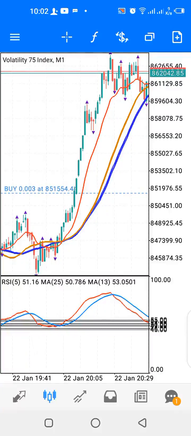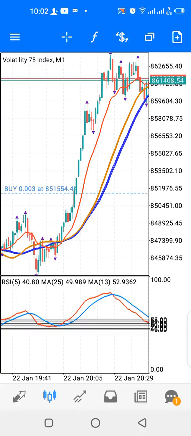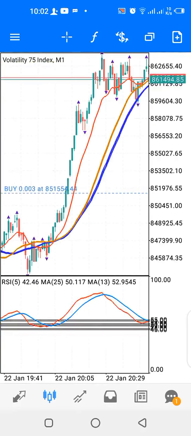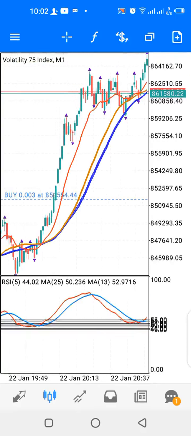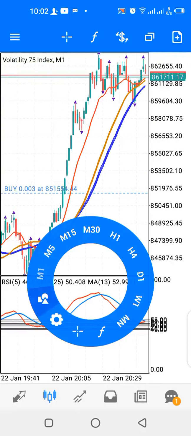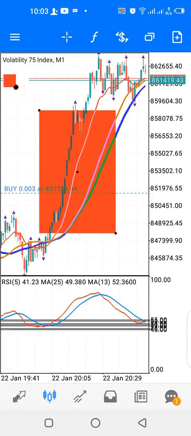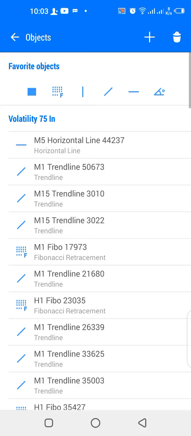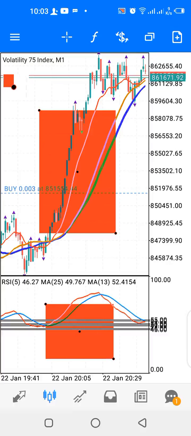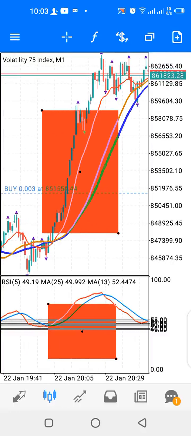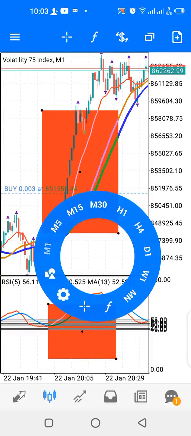Today we'll be looking at a strategy you can use to trade Volatility Index 75. On my screen I have V75 1 minute time frame, and I have just two windows. I have the main window, and I have indicator window 1. Okay, so let's look at the settings.